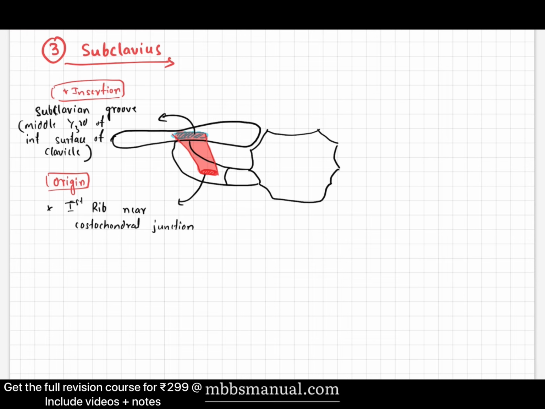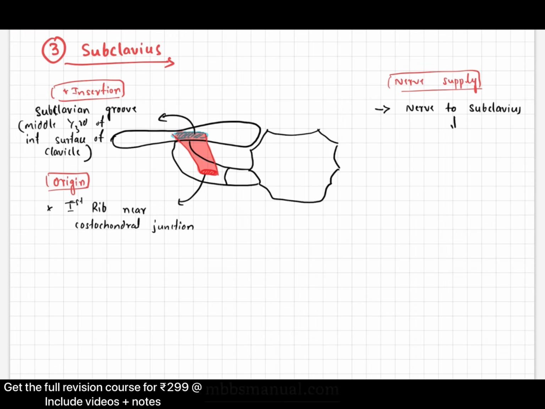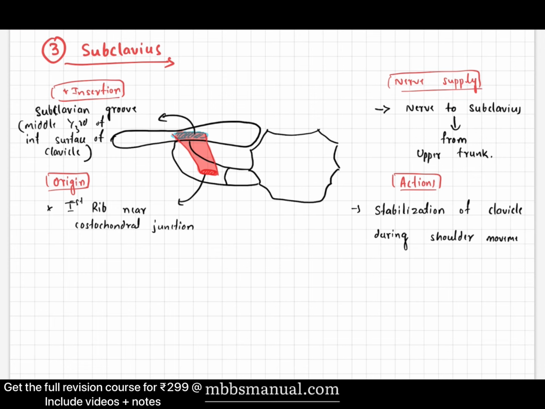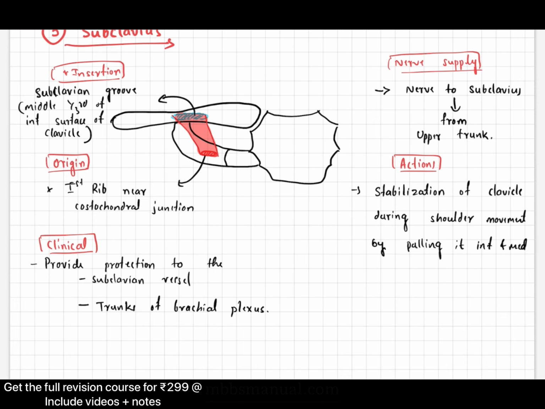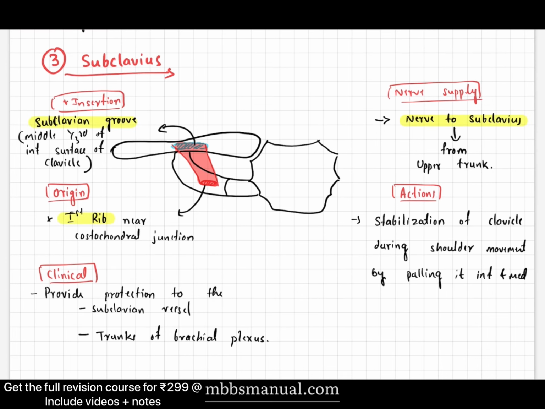Nerve supply of the muscle. It is supplied by nerve to subclavius. It is branched from the upper trunk. Actions of the muscle. It assists in stabilization of the clavicle during shoulder movement by pulling it inferiorly and medially. Clinical aspect of the muscle. There are so many neurovascular structures passing behind this muscle, so it provides protection to those neurovascular structures. Those neurovascular structures are subclavian vessels, subclavian artery and vein, and trunks of the brachial plexus.